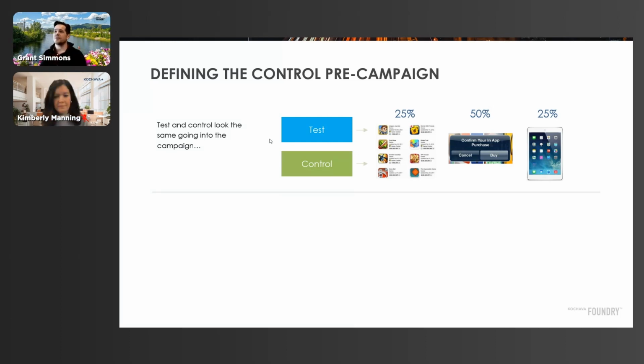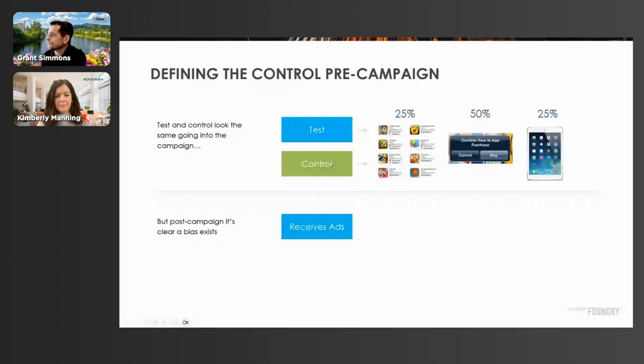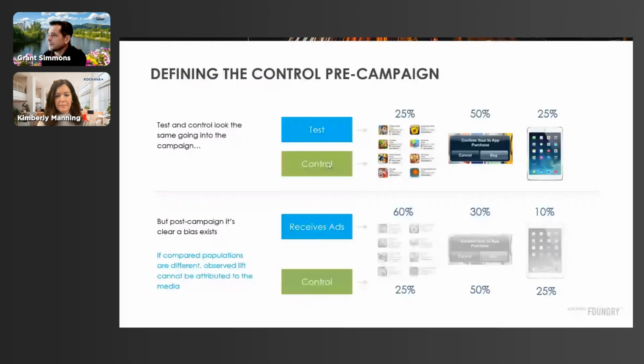And so then when you run your media, when you see who actually receives ads, we'll see that the audience who actually received ads looks different from the control. And so if we see not who we intended to treat with ads, but who actually received ads, well, 60% were gaming aficionados, only 30% had in-app purchase activity, and only 10% were iPad users. Well, in this case, your test doesn't look like your control.